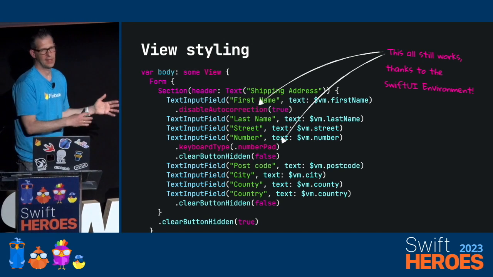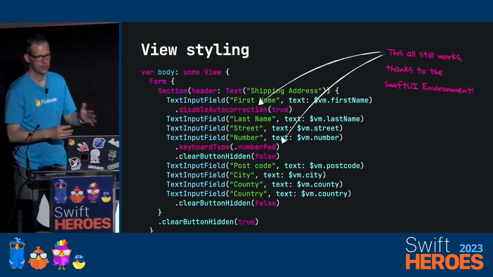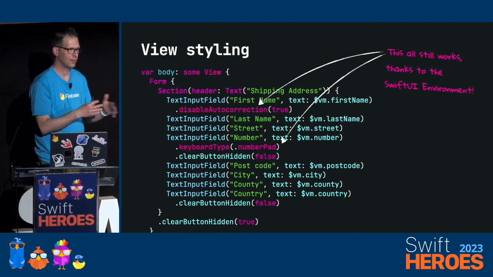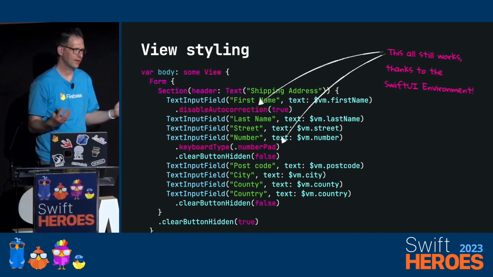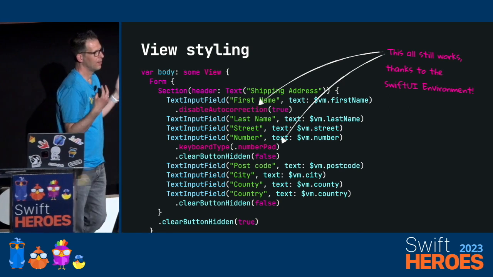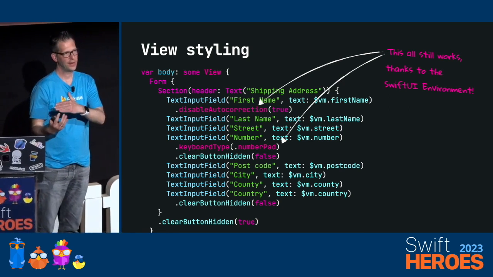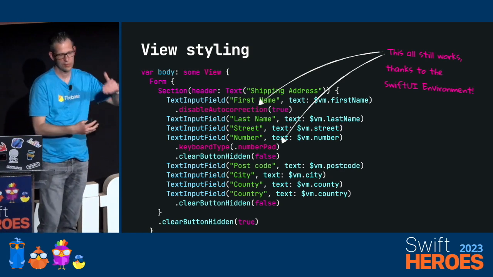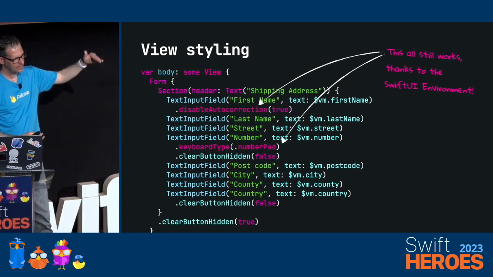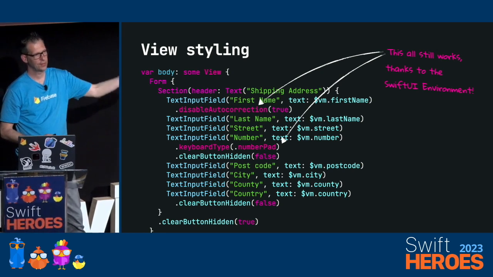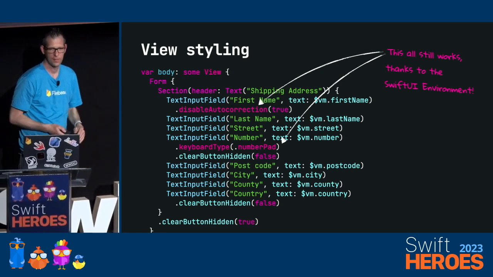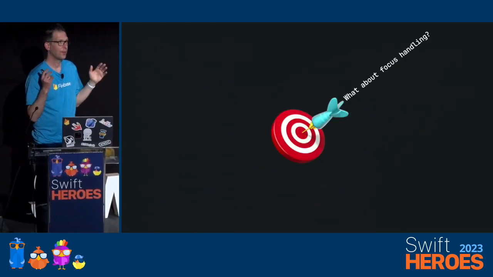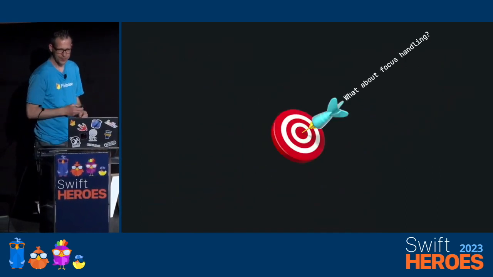We can do things like disable autocorrection. We can do things like setting the keyboard type and everything else that you might want to do with the text field by just applying the view modifier on our new component. And because of the SwiftUI environment, those values will trickle down to all the components within this new view that we created. Cool. So what about focus handling?